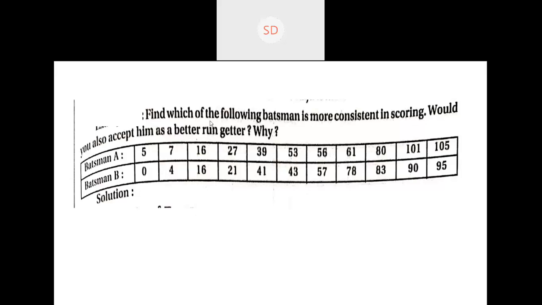Okay, so those are the main two questions. And why are we accepting them? We have to give a reason also. Why are we accepting a particular batsman, either batsman A or batsman B? That we have to give out.